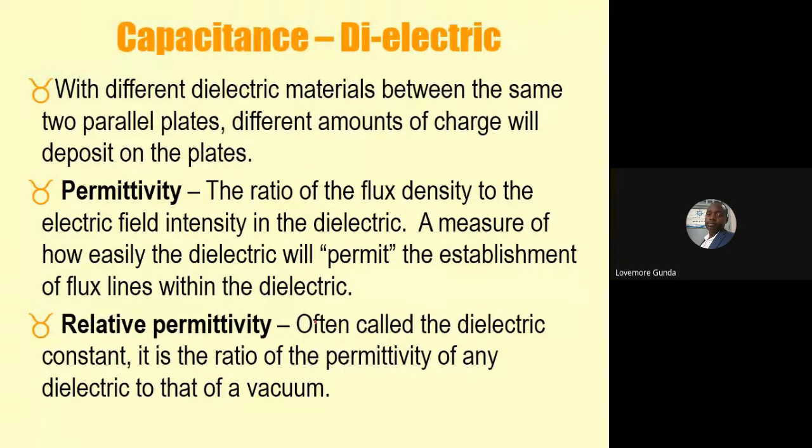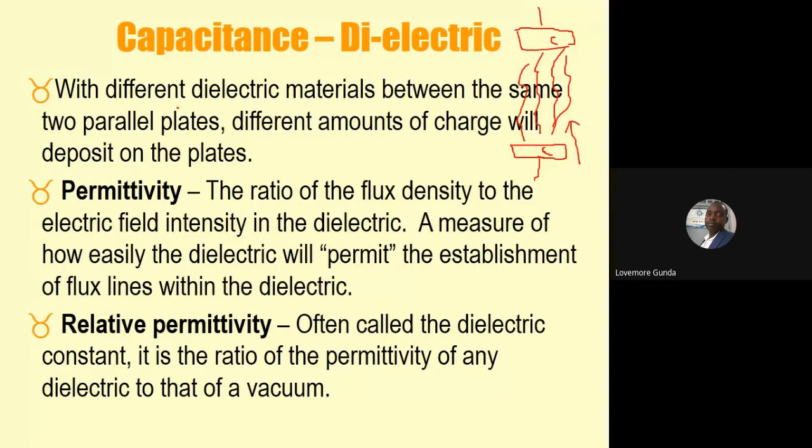So a capacitor will be made up of two conducting plates, right? That's conducting plate number one, conducting plate number two, and some material in between, which we call the dielectric. So that dielectric material will be put in between your metal plates to create your capacitor, right?